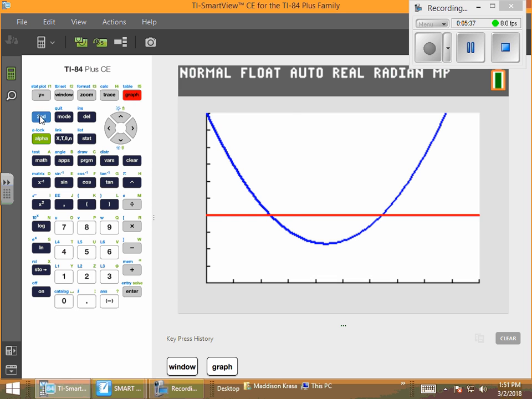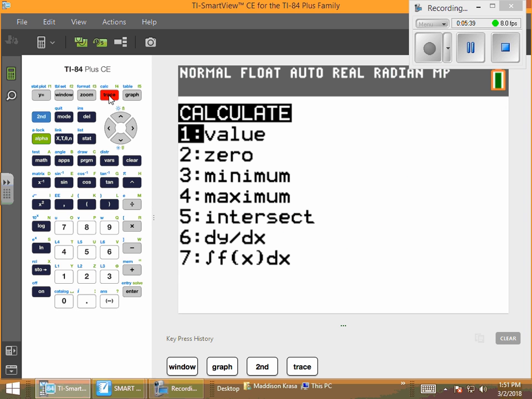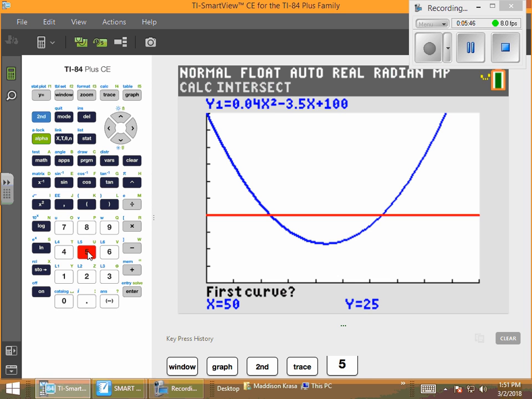So we're still going to do second trace. That's kind of where we live for when we're tracing things on a graph. But number 5 says intersect. So go ahead and choose number 5. Okay, we don't have to do left bound, right bound. That's what we're used to doing. This is called first curve and second curve. So we're going to move over to that first intersection on the left-hand side.